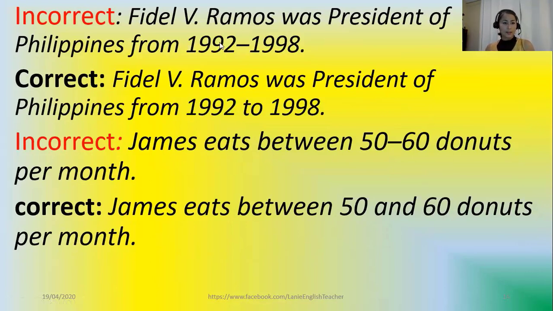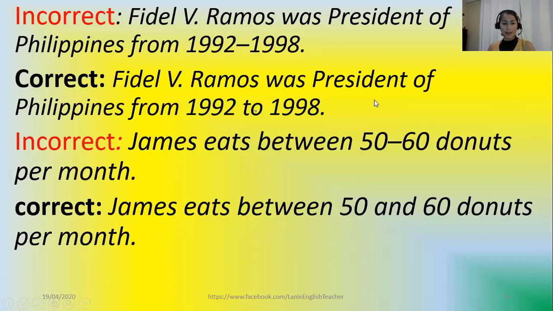So now have a look at this example. This is an incorrect way of using the N dash. Like when we say Fidel V. Ramos was president of Philippines from 1992, and then an N dash is being used here, 1998. So this is incorrect because the range of dates is introduced by the word from. So we do not use an N dash. Instead of an N dash, we use the word to. So the correct way of writing this one is Fidel V. Ramos was president of Philippines from 1992 to 1998.